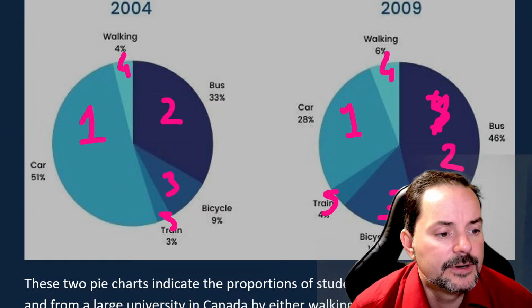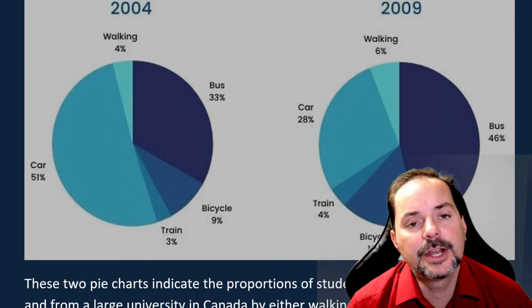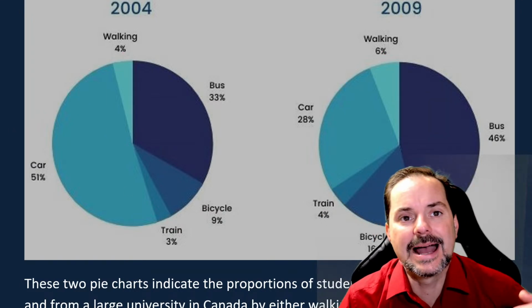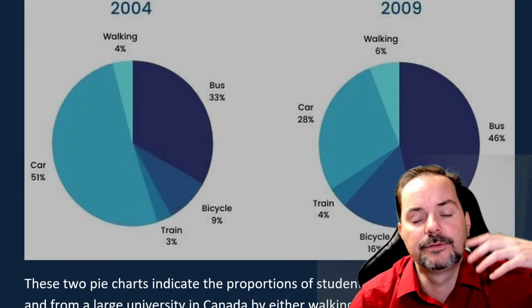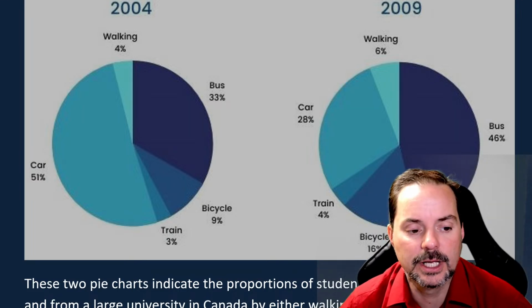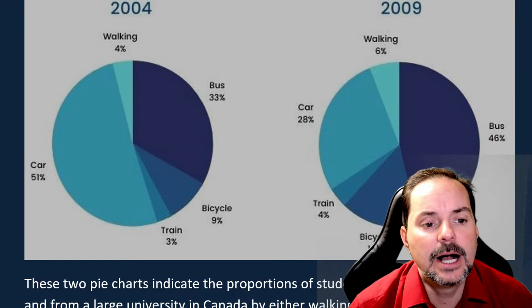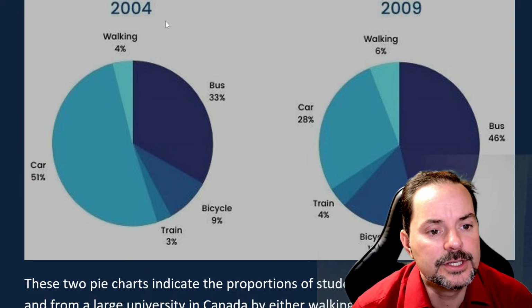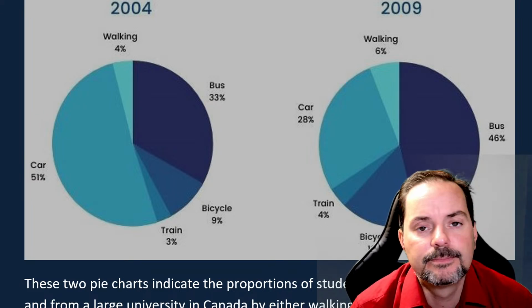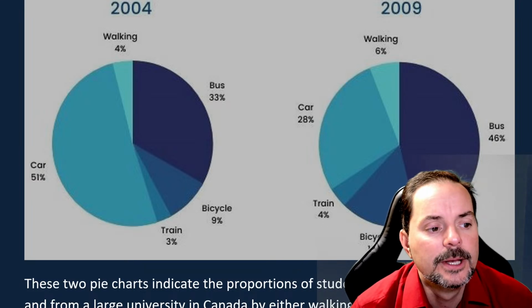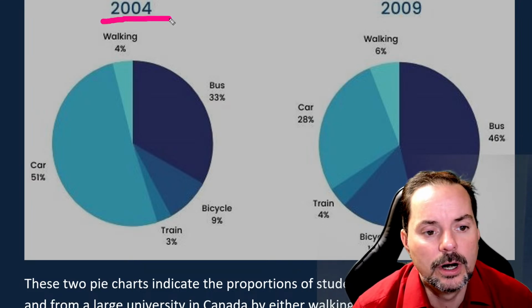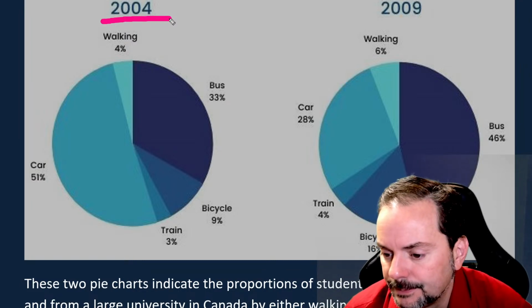So it's fairly straightforward. Again, we're looking at a relatively simple graph or chart here. So the focus here is on some good reporting and good vocabulary. Okay, how many people in this university, so what proportion of this university used the car to commute in 2004?